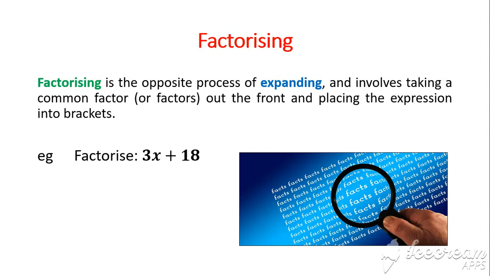For example, let's factorise 3x plus 18. Well, 3x is made up of 3 times the number x, and 18 is made up of 3 times 6. So the common factor is 3, and that's the factor we're going to take out the front of the brackets, leaving us with the x inside the brackets plus the 6 to put it into factorised form.